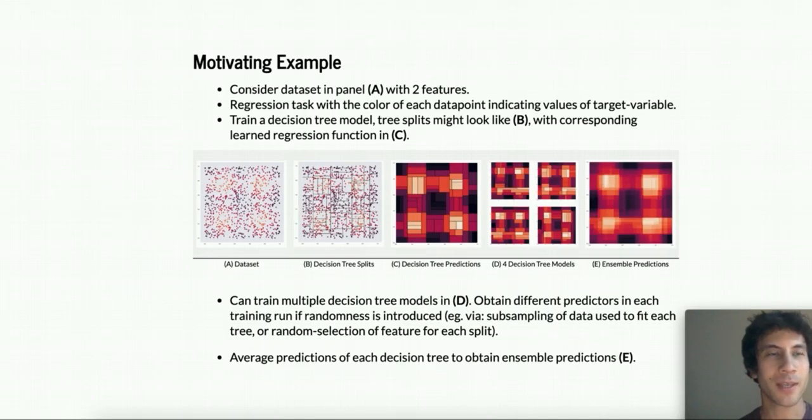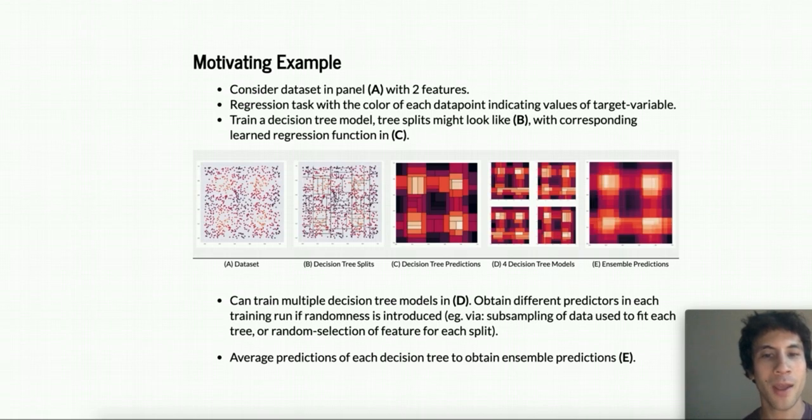Here, let's consider the data set on the left shown in panel A, where we have two features, one on the X and one on the Y axis. Each data point is associated with a target variable whose values are indicated by the color intensity of the data point. If we fit a decision tree model to the data, the tree splits might look like they do shown in panel B, with the corresponding learned regression function implemented by this fitted decision tree shown in panel C.